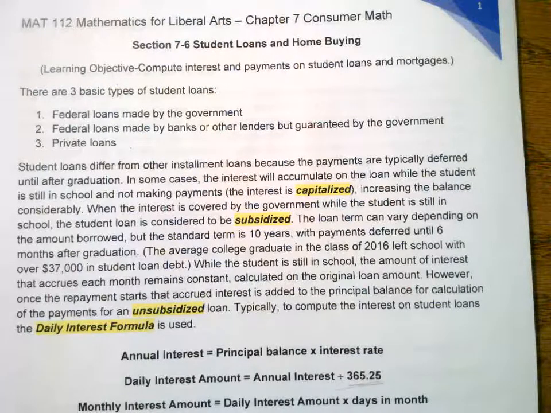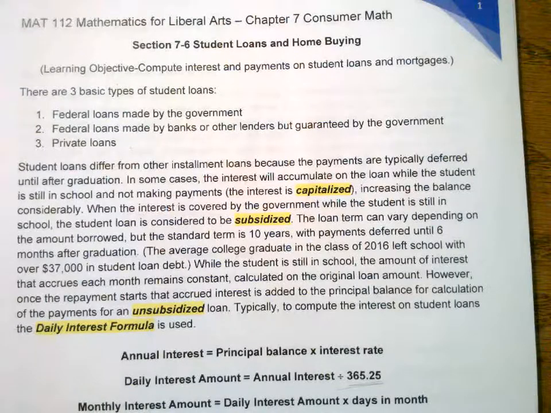The loan term can depend on the amount borrowed, but the standard term is 10 years. The payments are deferred until 3 to 6 months after graduation. The average college graduate in the class of 2016 left school with over $37,000 in student loan debt.